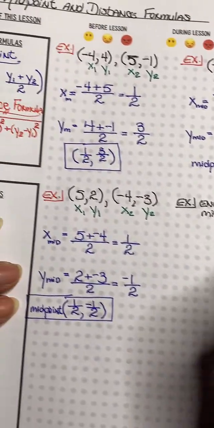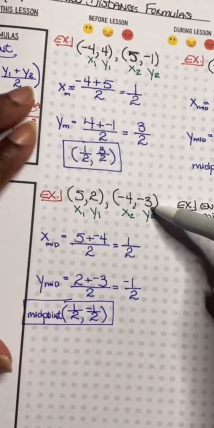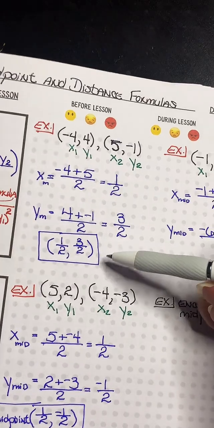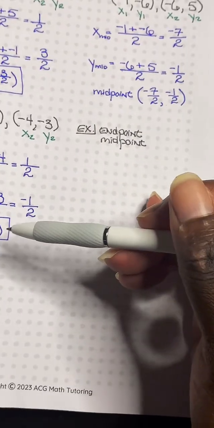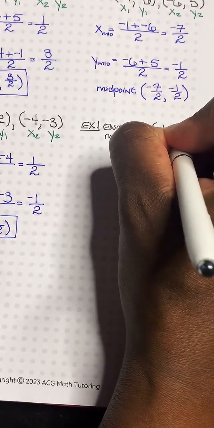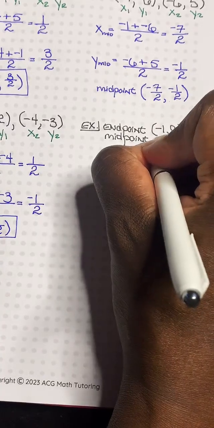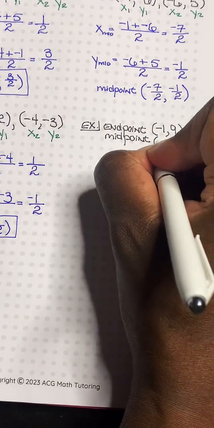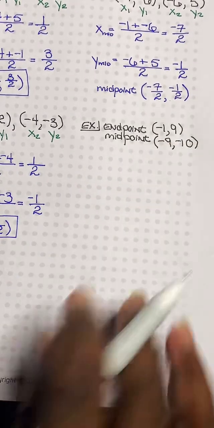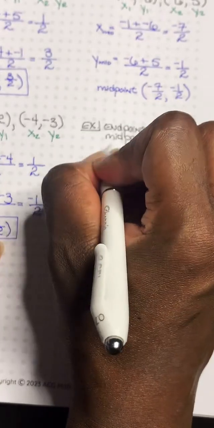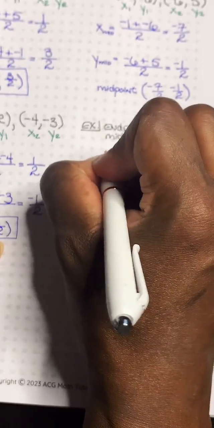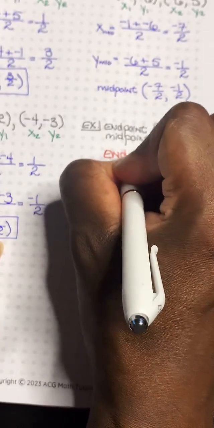So what we did before, these were the 2 endpoints, and we had to find the midpoint. But what happens if they already give you an endpoint? So let's say that endpoint was -1 and 9. And let's say that the midpoint was -9 and -10. And we want to find what the other endpoint is. So let me put that in red, because this is what we're looking for.